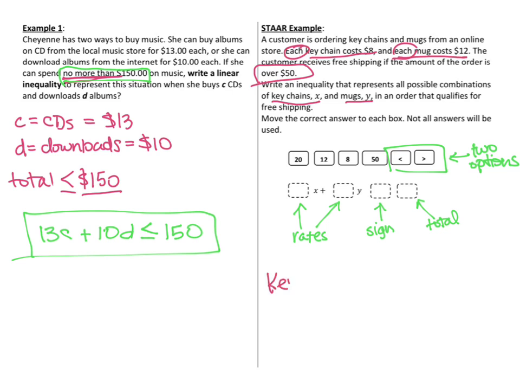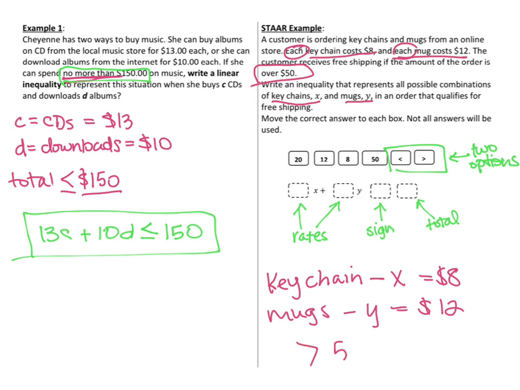So keychain, it says to use X, and that is $8 each. Mugs says to use Y, and that is $12 each. And to get free shipping, it has to be over $50. Greater than $50, it cannot be $50, which is how I know it's this symbol. So plugging in, I know I need the 8 and the 12. I have to make sure that my 8 goes with my X and my 12 goes with my Y.